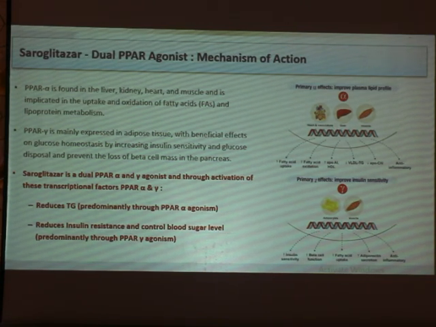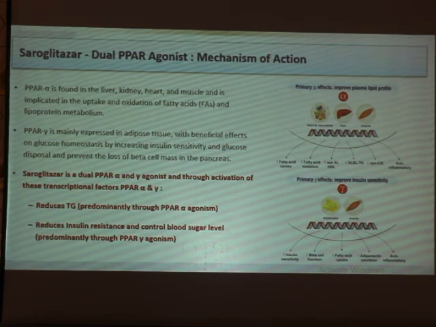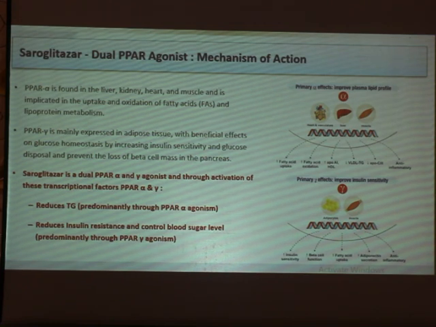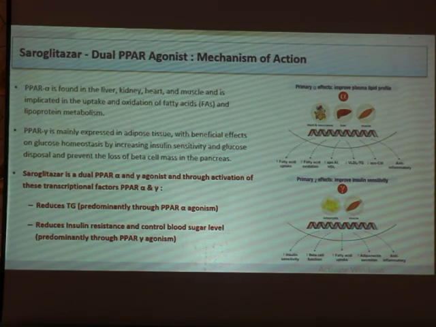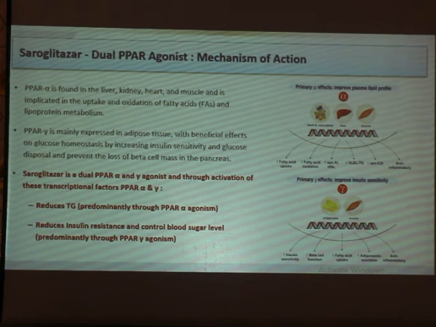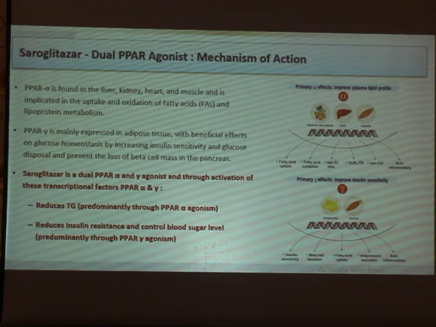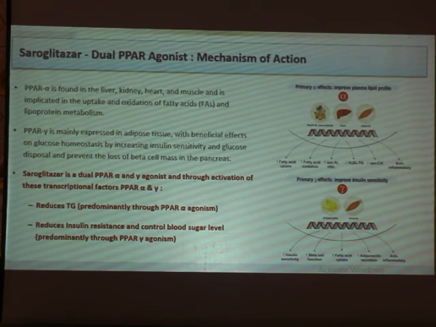So saroglitazar is a dual PPAR alpha and gamma agonist, and through activation of the transcriptional factors, it has reduced the triglyceride levels and also decreases insulin resistance, and as a result helps with some degree of blood sugar control. And that is also one of the reasons why it does not tend to cause any issues with hypoglycemia. So in somebody for whom we are starting with fatty liver, we do not have to worry about the hypoglycemia part.